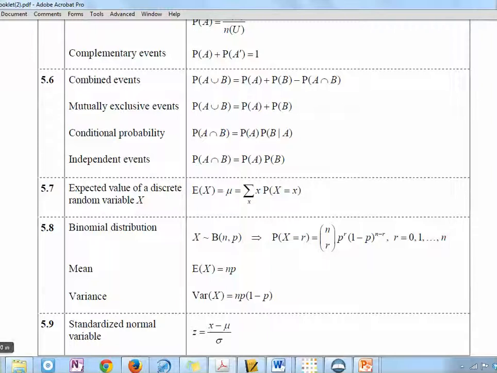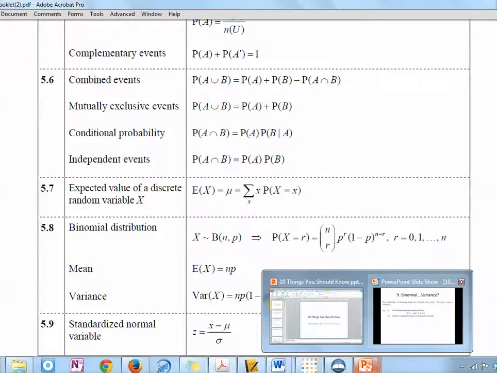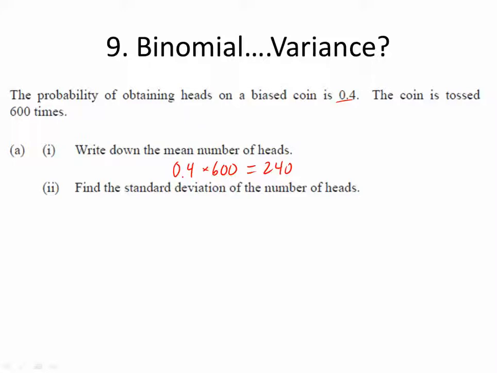Okay, now you'll notice here it gives us another equation for variance, np(1 minus p). And so we're going to go back to our question here. It's asking for standard deviation. What I can do is find the variance, which is np times 1 minus p, and you can use that equation to find the standard deviation, because variance, we know, is the square of standard deviation. You just have to square root it and you get standard deviation.